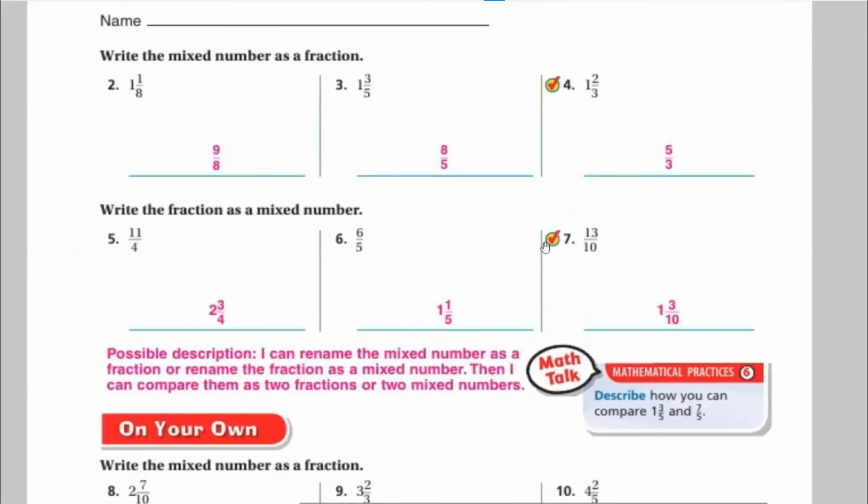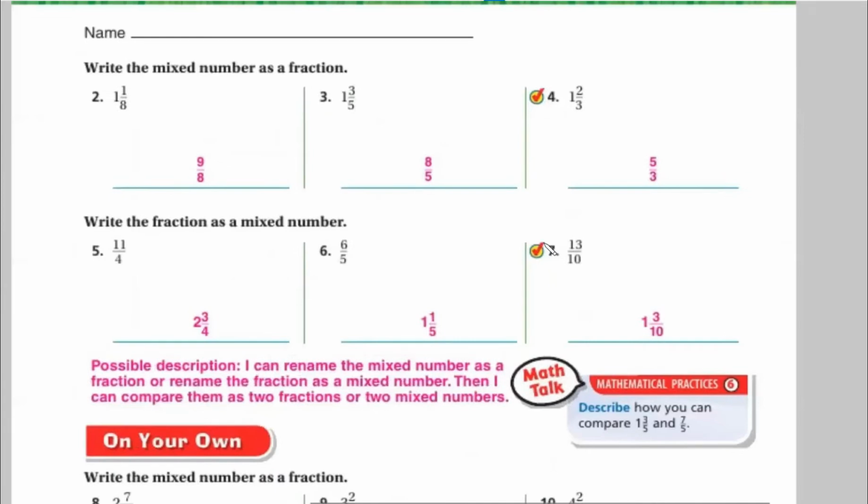Okay, we solved yesterday number 2 and 3 and 4. Now we're gonna solve number 5, 6, and 7. Okay? Okay, I will tell you another way to write it in an easy way. You don't have to write all 11 unit fractions here.